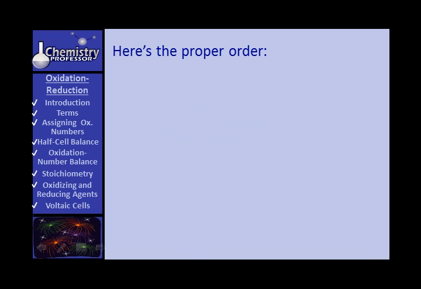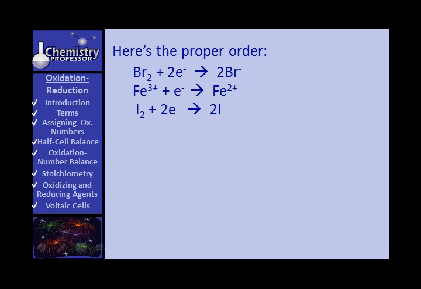Here's the proper order. Bromine plus 2 electrons producing bromide ions. The ferric ion plus an electron producing the ferrous ion. Iodine plus 2 electrons giving you the iodide ion. And copper 2+ plus an electron giving you the cuprous ion. Now, got it? Do you see why it's that way? This is what you should have come up with.